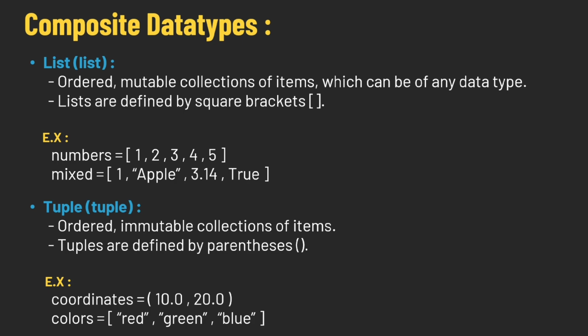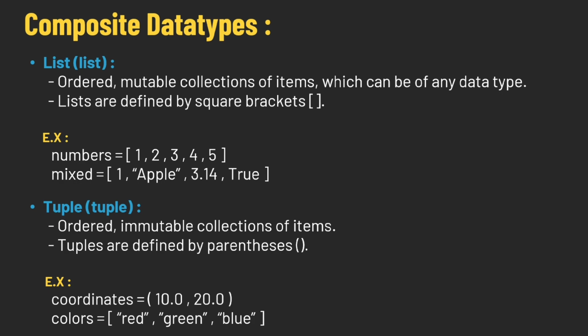Let's dive into the concept of composite data types. First, list. Think of a list as a collection of items, like a shopping list or to-do list. The items in a list have a specific order. You can change, add, or remove items from a list. Lists are defined using square brackets. Examples of lists are given below.